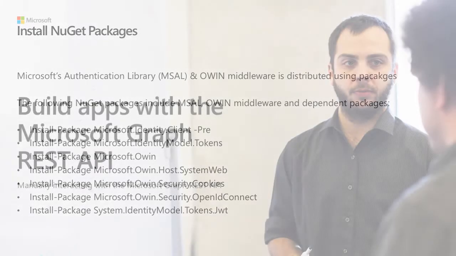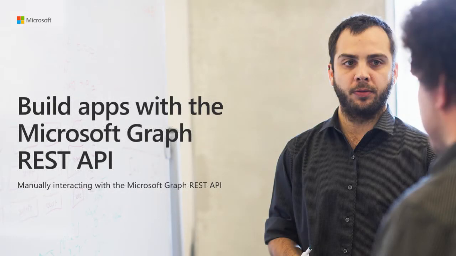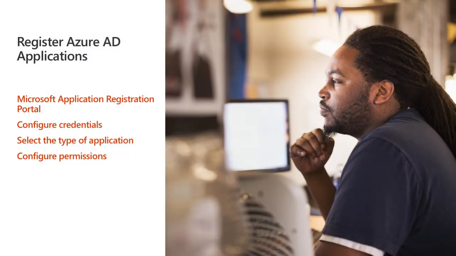Now that we have our application created and a bit of the UI flow has been set up, let's now see how to integrate Azure AD and the Microsoft Authentication Library into our application. So we're going to use the Microsoft Application Registration Portal. We're going to talk about configuring the credentials, selecting the type of the application, and then configuring the permissions for our application.